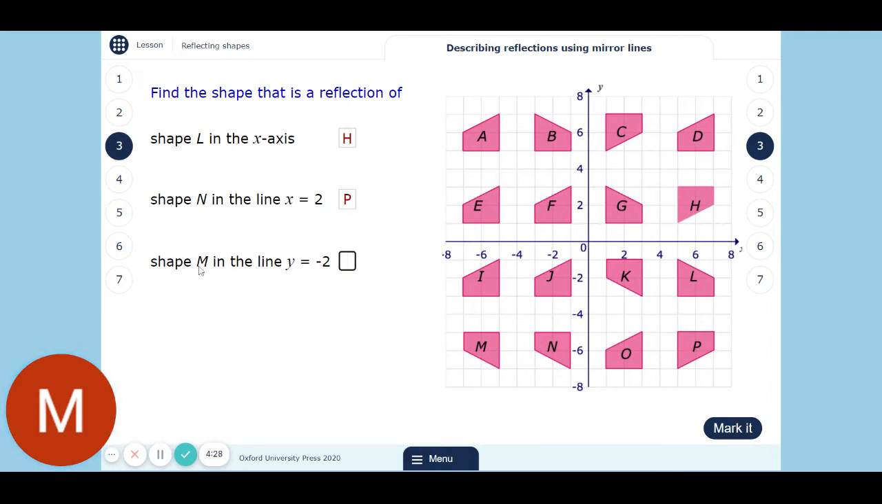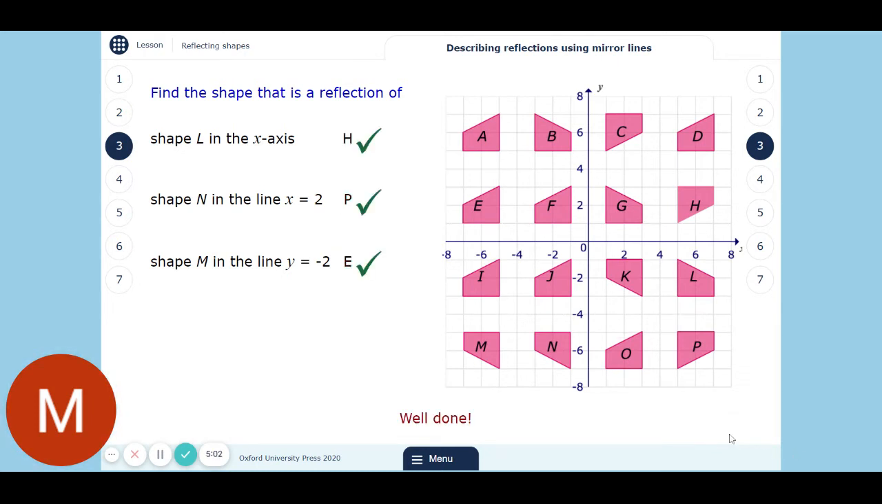And M in the line y equals minus 2, so going across through the y-axis at minus 2, so that's our line y equals minus 2. And shape M is down here, so the reflection is one of these. Okay, so it's something above, obviously. Is it going to be E or is it going to be I? So let's just count the squares. This one is 1, 2, 3 away. So if we count another 1, 2, 3 away, yeah, it's shape E. It's not shape A, that's too far away from the mirror line. So it's shape E.